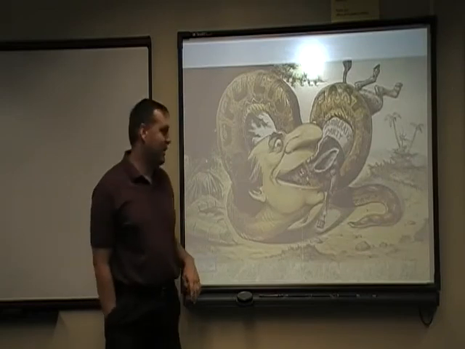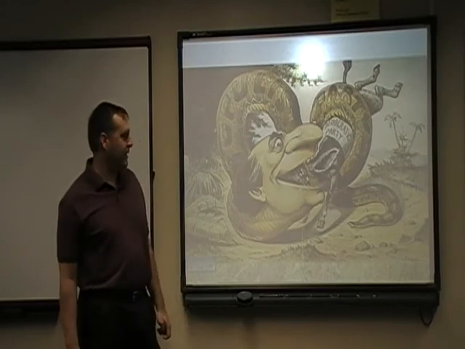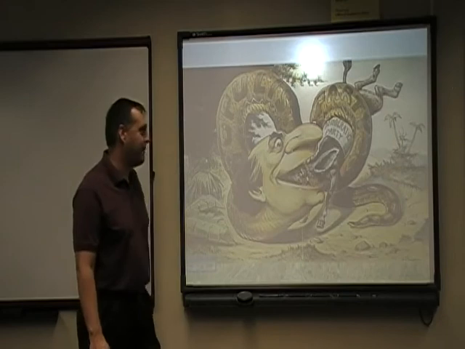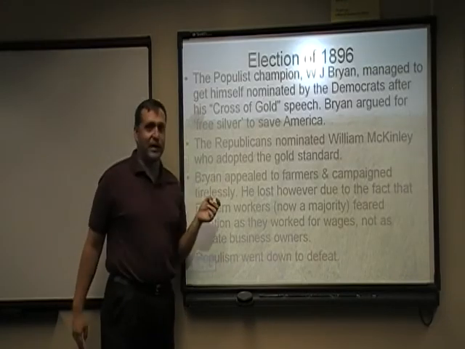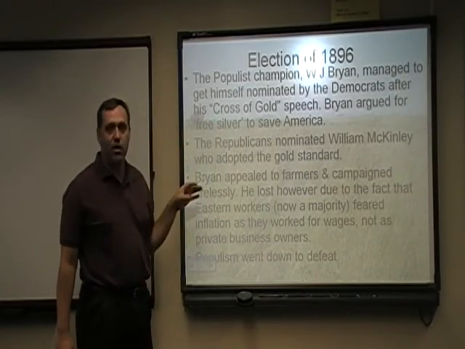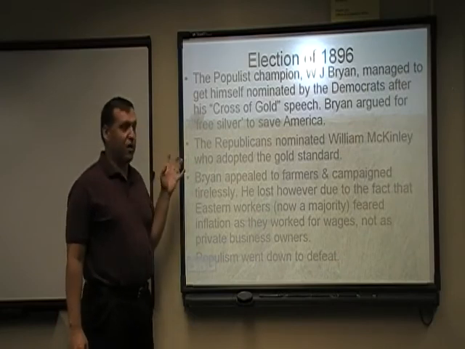And this is a political cartoon to give you an idea. This is William Jennings Bryan of the Populist Party, and he's the snake that is eventually going to swallow the Democrat Party here in 1896. So when we look at this election here in 1896, it gives you a good idea of what is going on with this political movement.